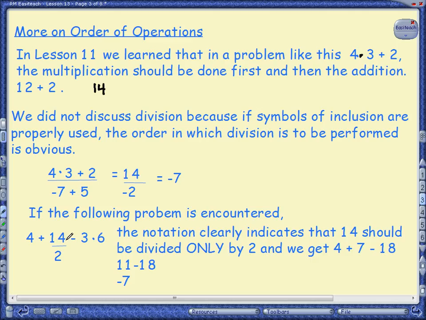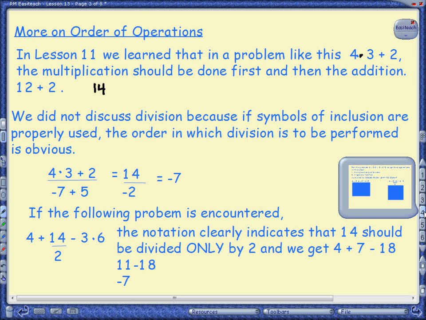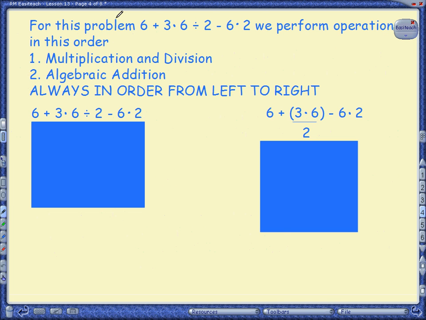So we have 4 plus 14 divided by 2 is 7, minus 3 times 6 is 18. We add in order from left to right. 4 plus 7 is 11, minus 18 is negative 7. Okay, for this problem, we have a multiplication followed by a division and a minus sign and another multiplication. We perform these operations in order from left to right. Multiplication and division and algebraic addition, always in order from left to right.